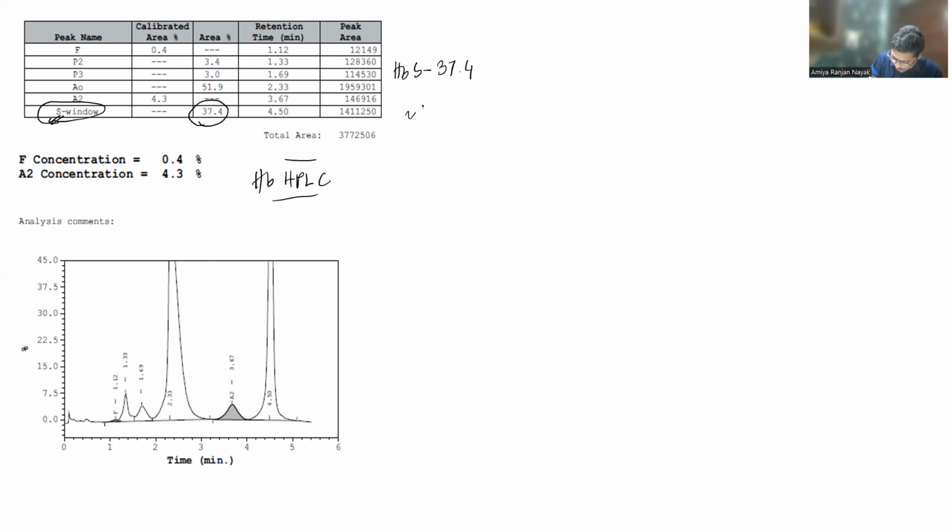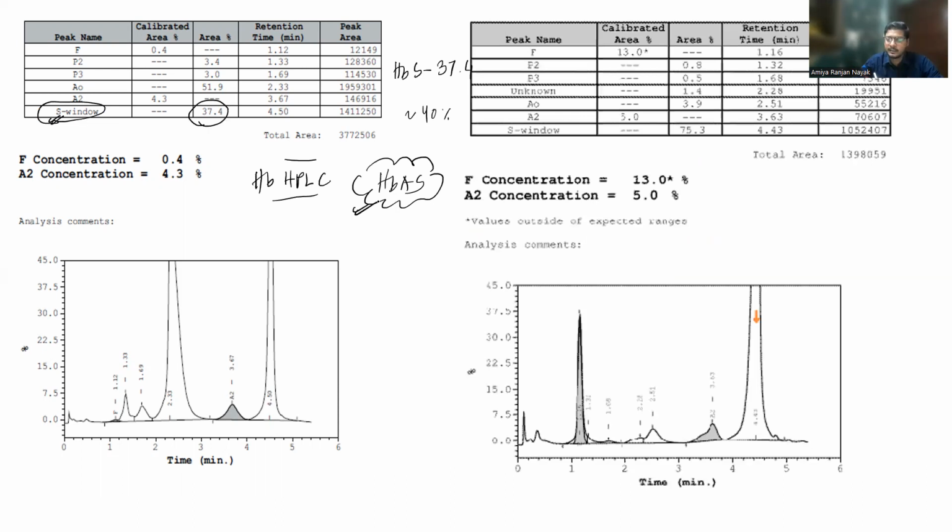So this is nearer to around 40%. So this condition is hemoglobin AS. We have discussed previously, in hemoglobin AS the amount of HbS will be around 40%. So this is a heterozygous condition. If you see here the S window is having around 75 to 80%, this is the condition of hemoglobin SS. In these patients, around 75 to 90% of hemoglobin can be hemoglobin S. This is homozygous sickle cell disease.